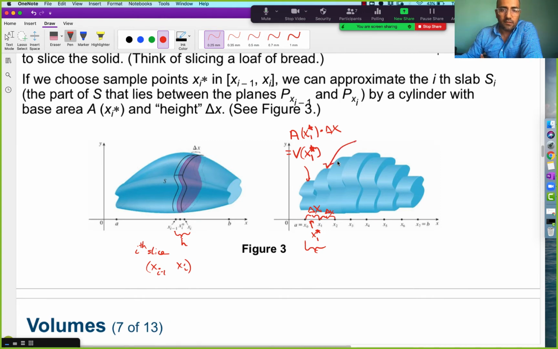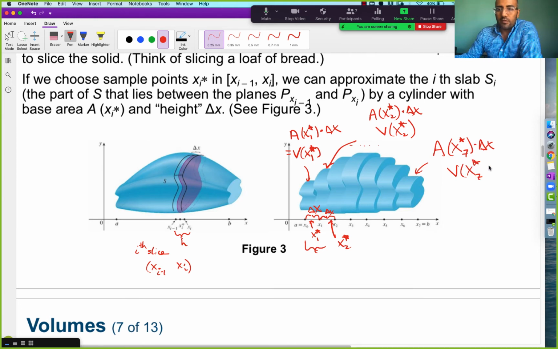The second slice is going to be the same thing. It's going to be some area of x sub 2 star, where x sub 2 star is some value in between x sub 1 and x sub 2. Somewhere along, say around there, x sub 2 star exists. And then we're going to find the area, multiply that times delta x, and that gives me v of x sub 2 star. Dot, dot, dot, all the way out to the last one. In this case, there are 7 of them. So this is going to be a of x sub 7 star times delta x, which is volume of x sub 7 star.